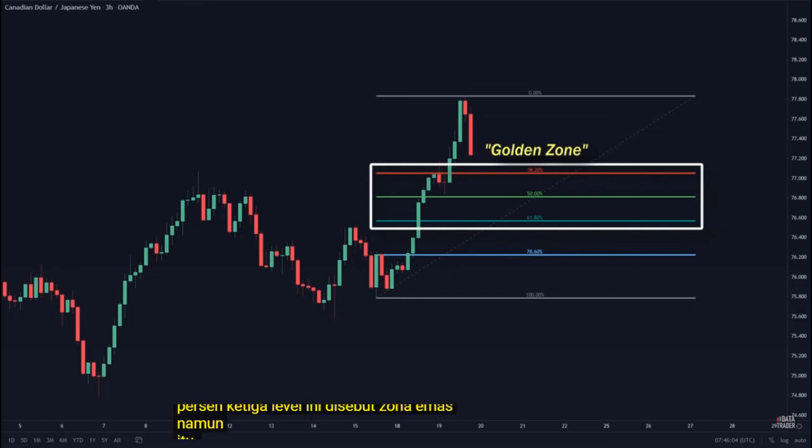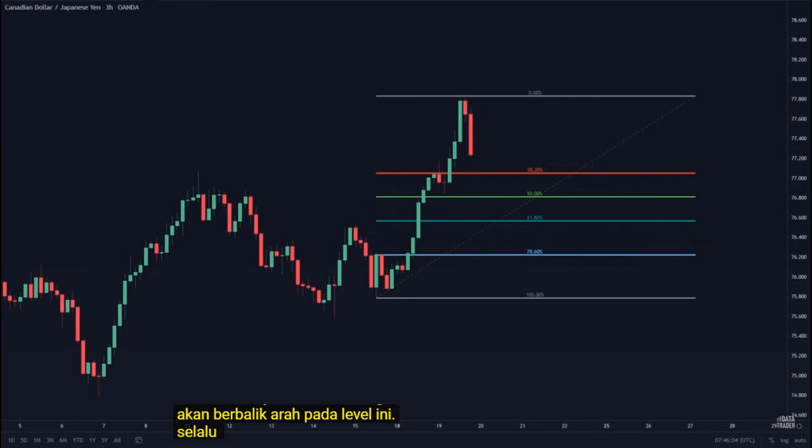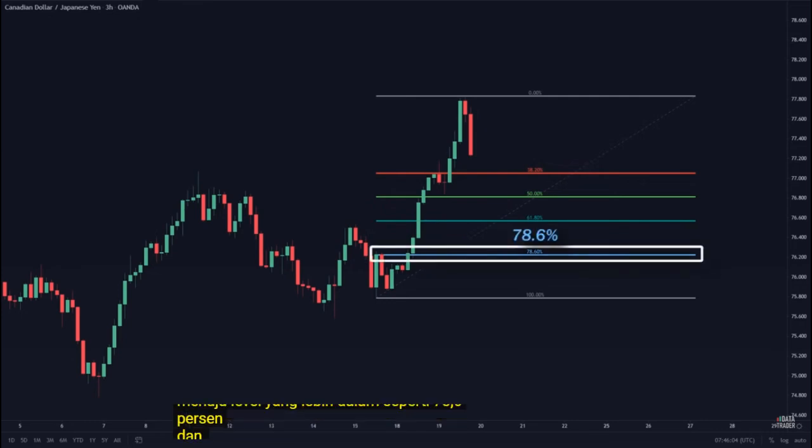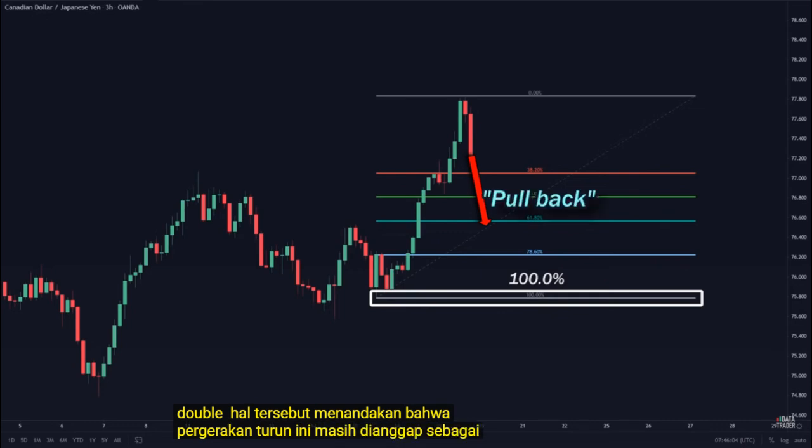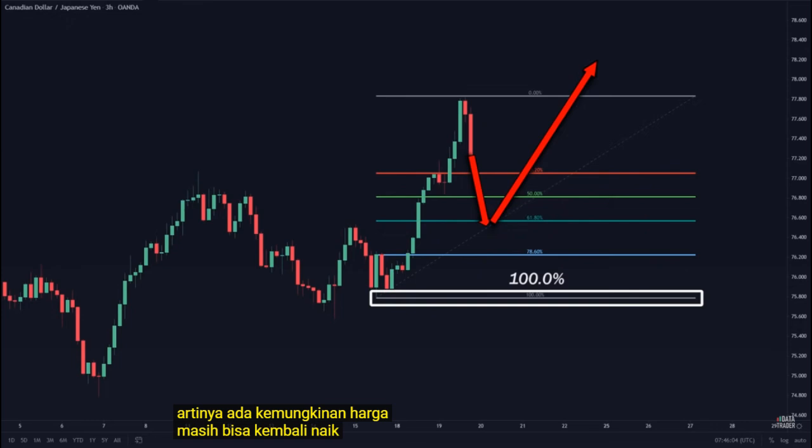However, that doesn't guarantee that the price will reverse at these levels. It can always break right through and go towards the deeper levels like the 78.6% and the 100%. Now, the 100% level is the maximum level where the price can still be considered a pullback. Let me explain. If the price moved downwards but remains above the 100% level, it indicates that this downwards movement is still considered a pullback, meaning there's a chance that the price can still go back upwards.